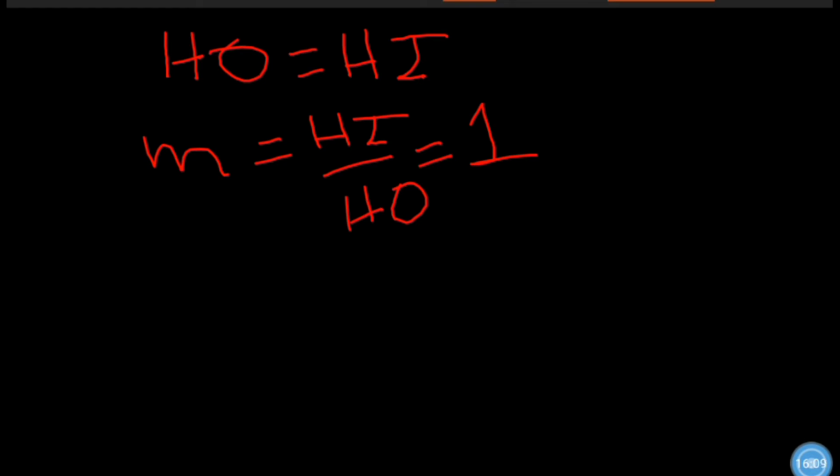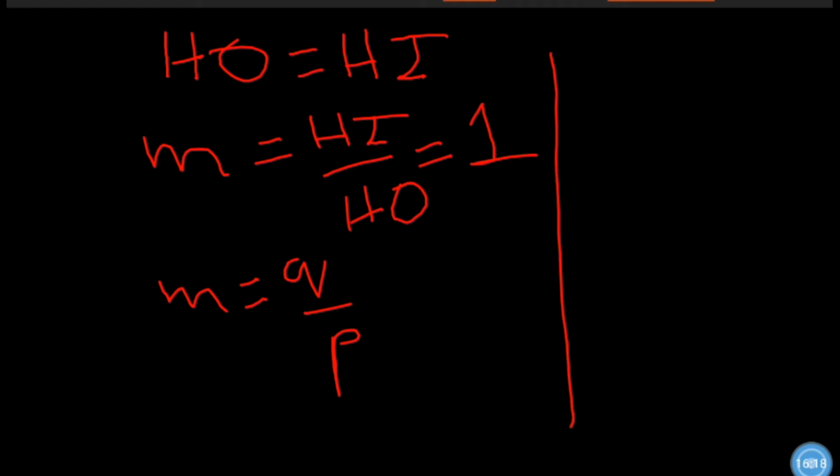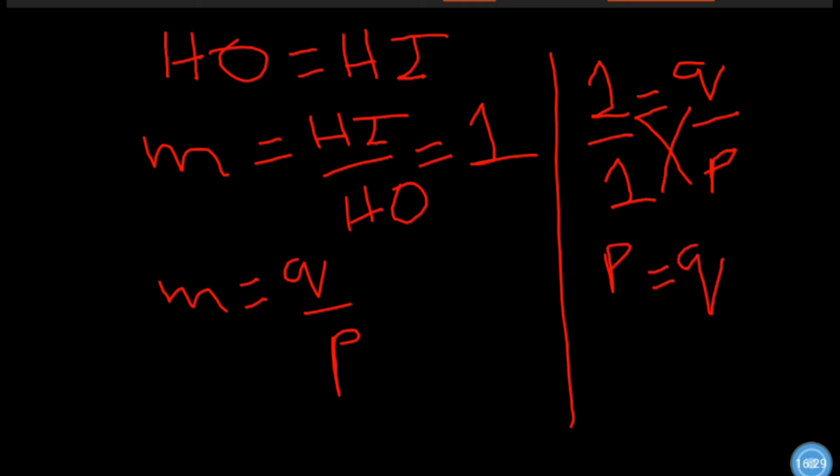Now apply another formula. M is equal to Q upon P. Put the value of M, we know the value of M is 1. So 1 is equal to Q upon P. Okay. Cross multiplication. P is equal to Q. So if HO is equal to HI, then it means P is equal to Q. Okay, we have proved it. So we know that if image height and object height are same, which has been written in this numerical, it means P is equal to Q.